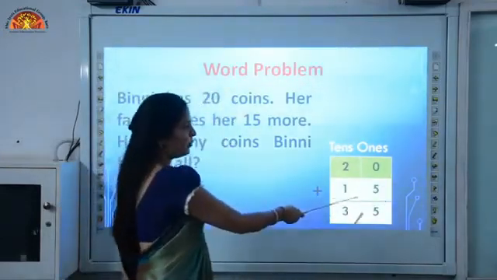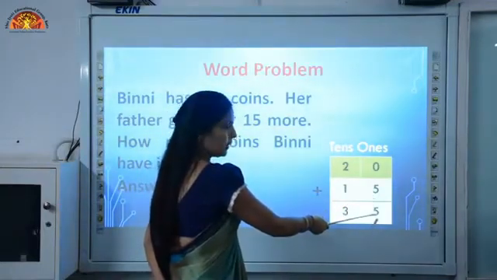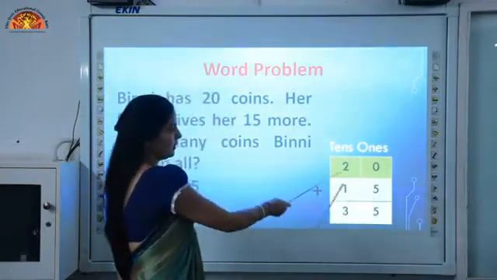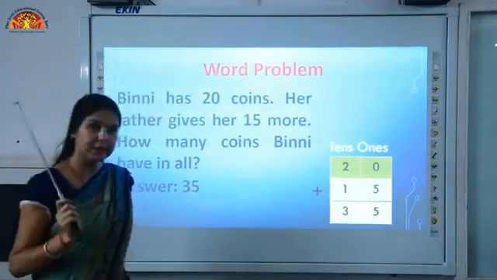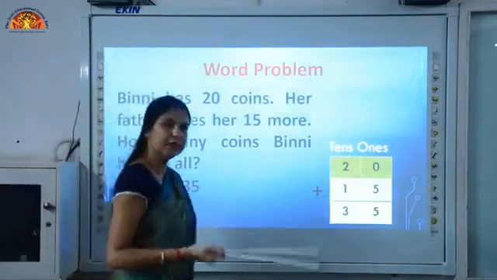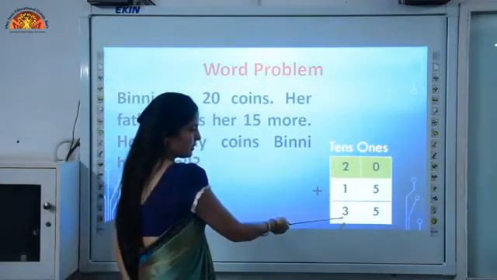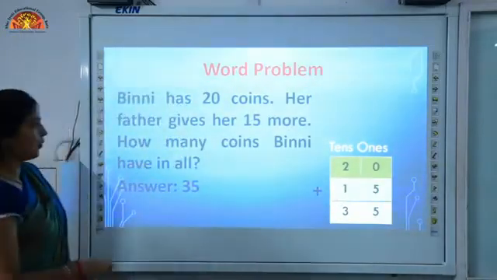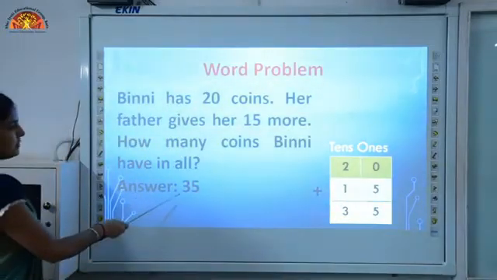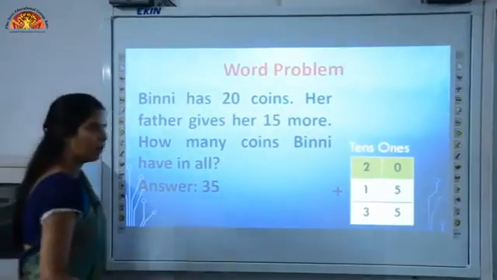Here we are going to add 0 plus 5. So what will we get? We will get 5 here. And here 2 plus 1. We will keep the bigger number in our mind and move forward the other number. Here 2 and 3. This is the sum of these numbers. So what is the answer? The answer is 35 coins Binny has in all.